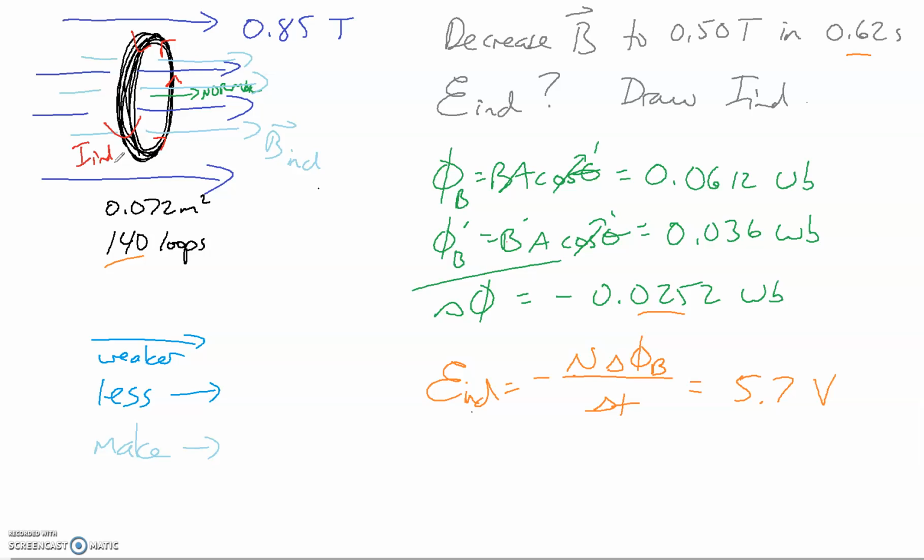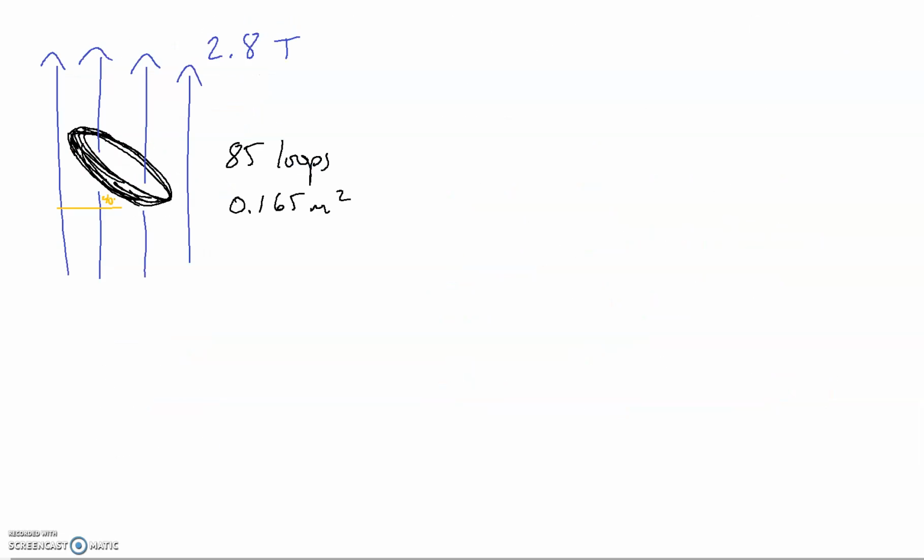Okay, so let's try another one. In this question, it's a similar idea. We've got the coil in there, 85 loops with an area of 0.165 meters squared. It's in a 2.8 Tesla field.